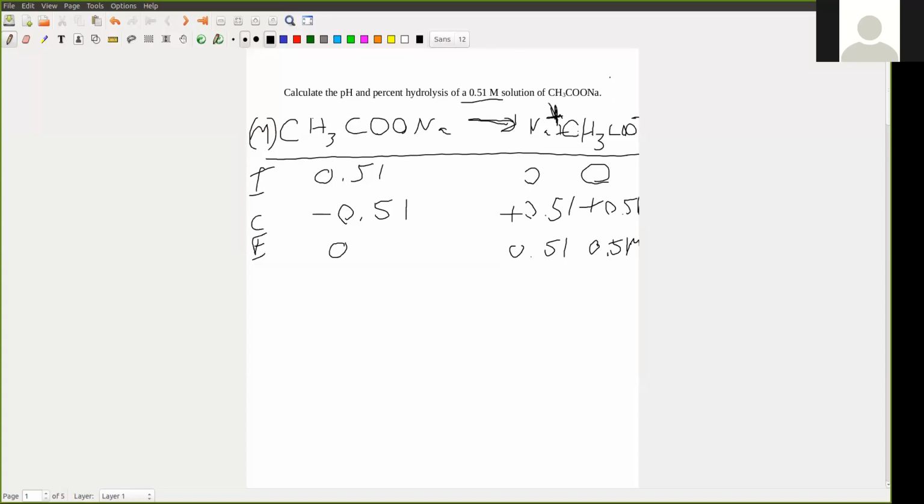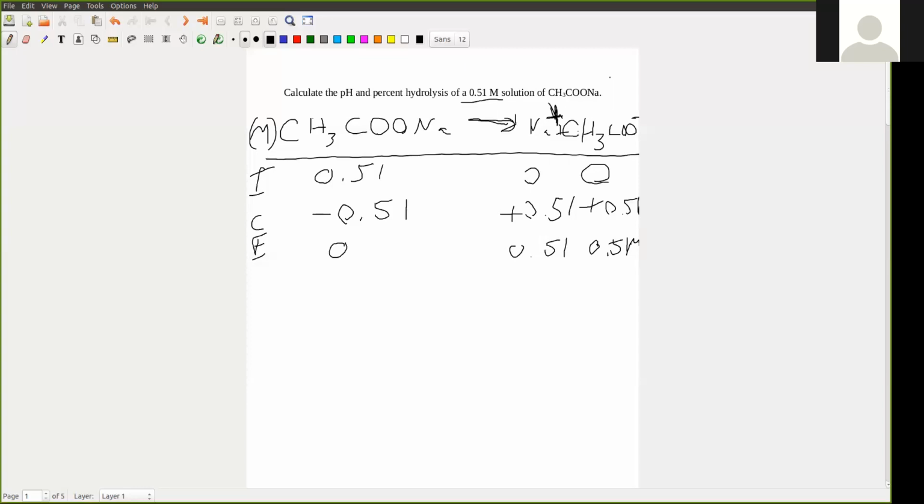But you could just as easily say, well, I know that when sodium acetate breaks apart, for every one sodium acetate that broke apart, I should have one acetate ion and one sodium ion. So automatically that would tell me that I should have 0.51 molar of acetate ions. You could do that as well. I just wanted to illustrate it very explicitly.